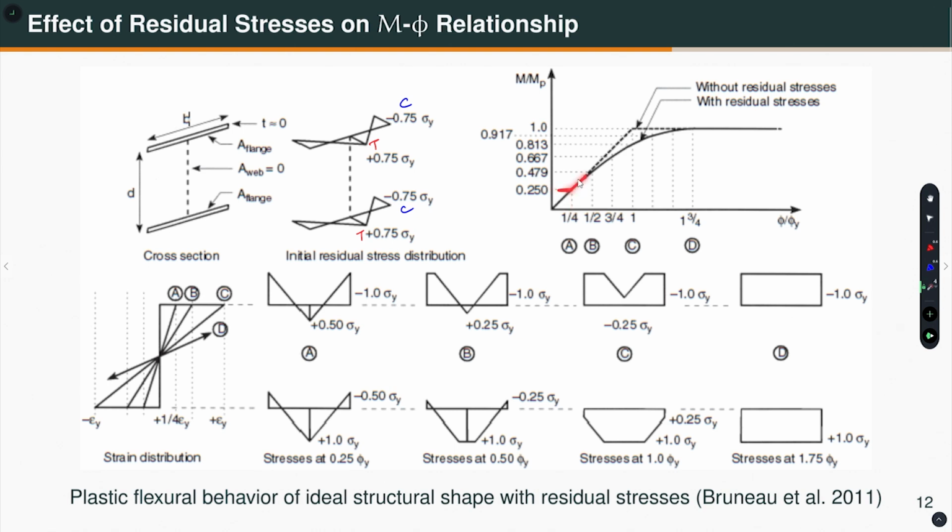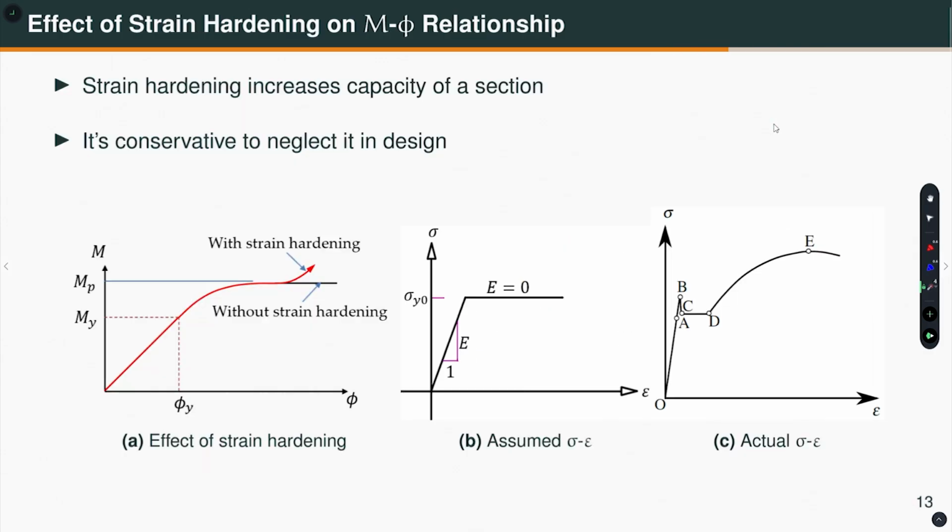So, it starts to depart from the straight line and then you apply another 1/4 of phi y. Okay. So, you can look at this stress distribution at the top and bottom flange, and eventually you see that the entire section is having a rectangular stress distribution, okay, and eventually this curve will reach the plastic moment capacity. Okay. Now, very quickly, what is the effect of strain hardening?